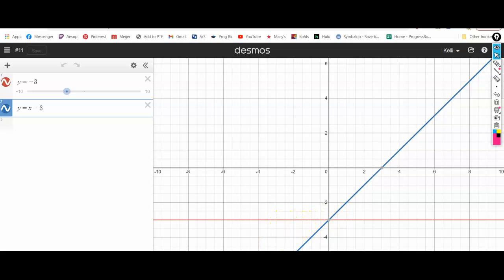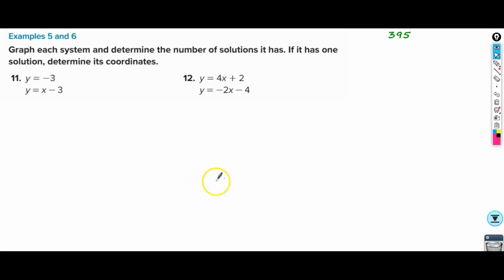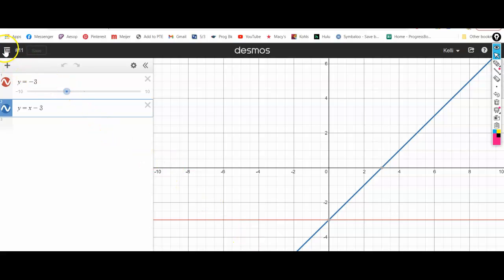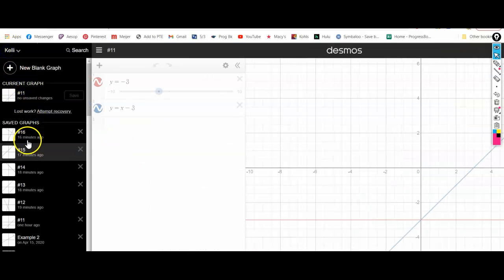Moving on, let me go back to here. Number 12, these are also both in slope-intercept form already, okay? So we can just go over to Desmos. And again, I know you can go over to Desmos and do them not in slope-intercept form, but it's good to know how to do it.